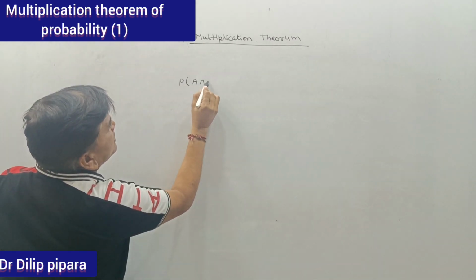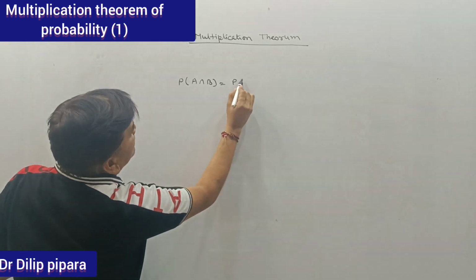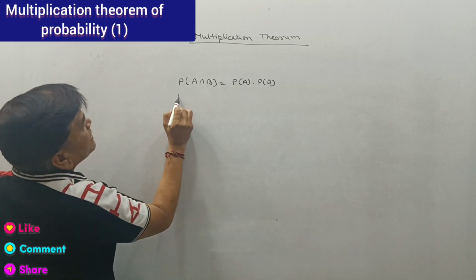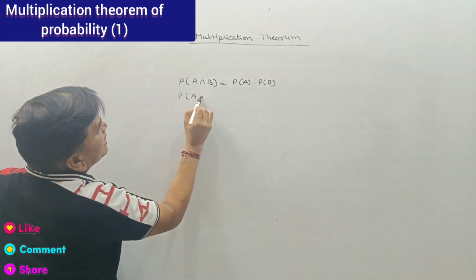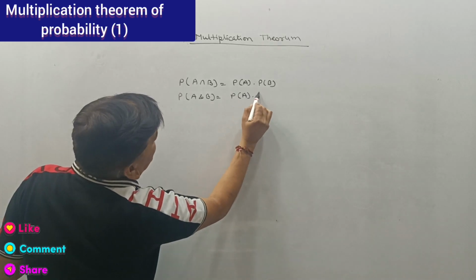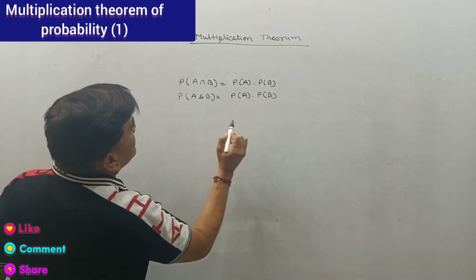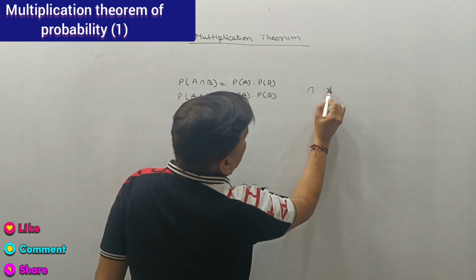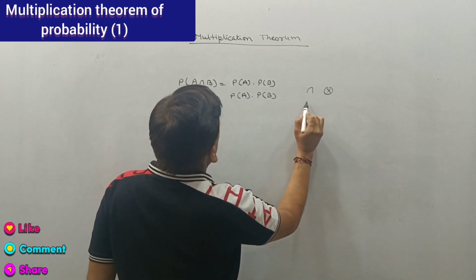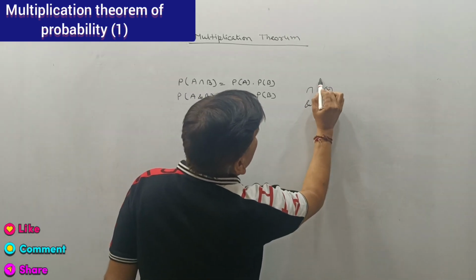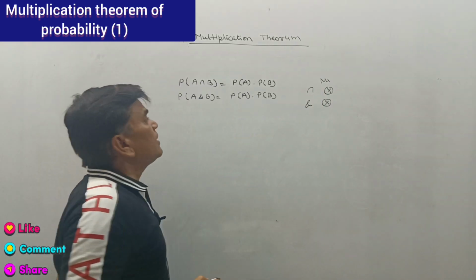A intersection B, that is equal to probability of A multiplied by probability of B, or we can say probability of A and B is also probability of A multiplied by probability of B. It means when you get an intersection, you have to use the multiplication theorem. When you find any AND word, then also you have to use the multiplication theorem of probability.